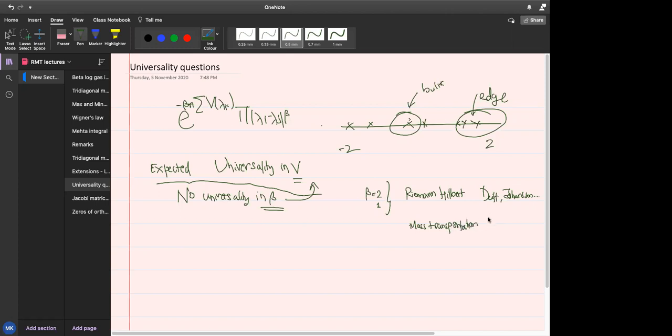So this is done by many people, Alice Guionet and Figali. So there is a paper by Figali, Baker, and Guionet, and also Maria Shcherbina. So they do it with these methods, and also the tridiagonal method is there. For universality, it is done only in the edge for this so far.